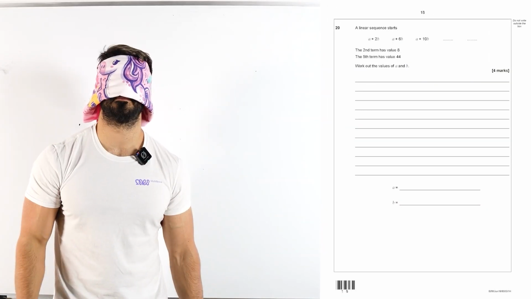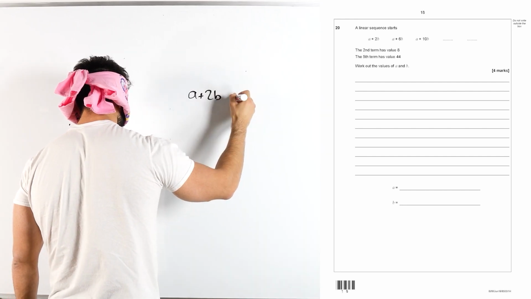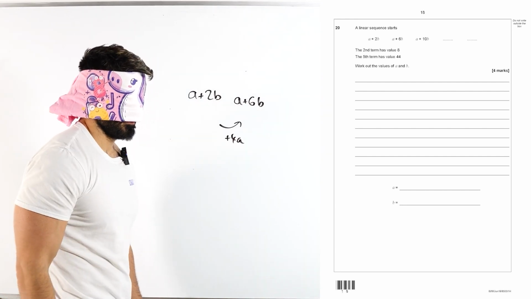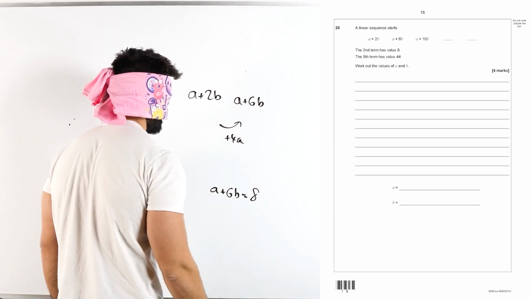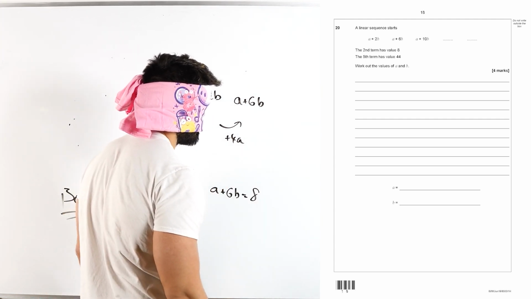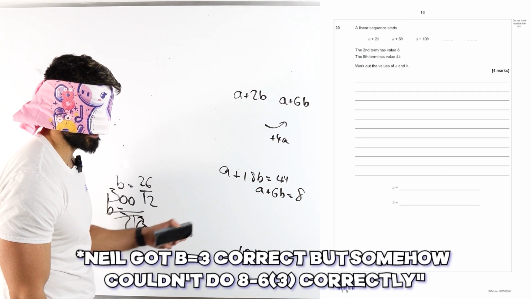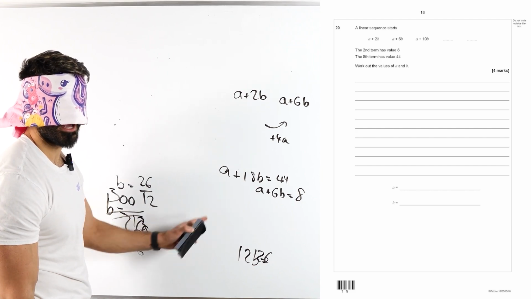A linear sequence starts. So the first term is A plus 2B. Second term is A plus 6B. Third term is A plus 10B. It says the second term has value 8, so A plus 6B is 8. And the fifth term has value 44. Then I've got A plus 6B is 8, so 6 times 13 over 6 is 13. It equaled 8, right? So A is minus 5.